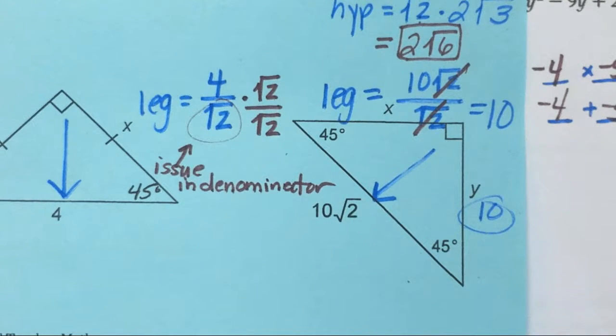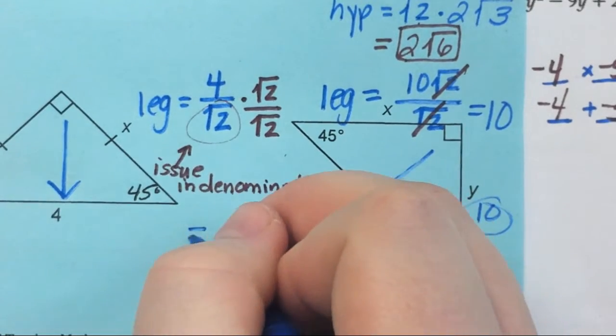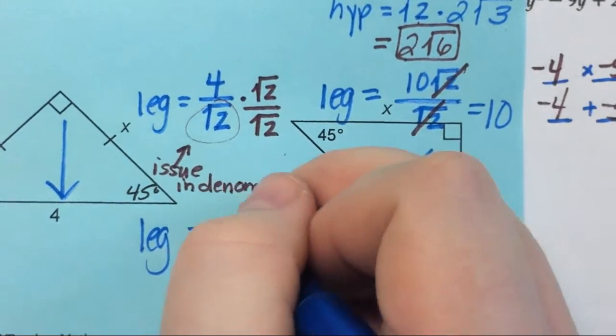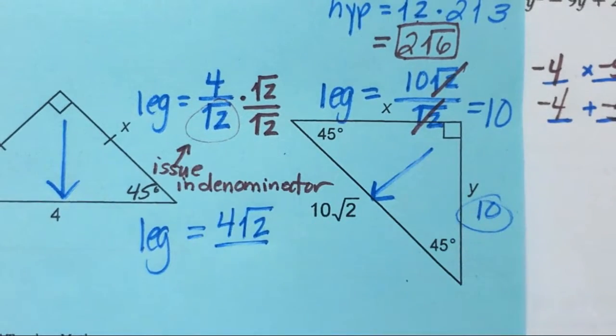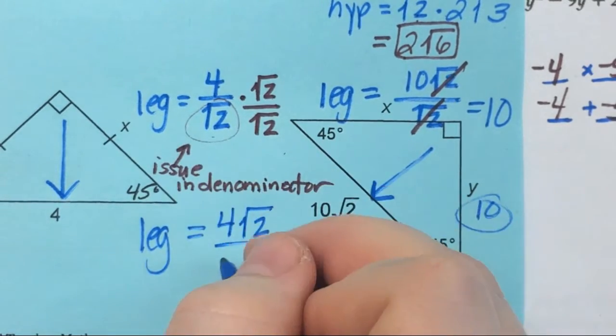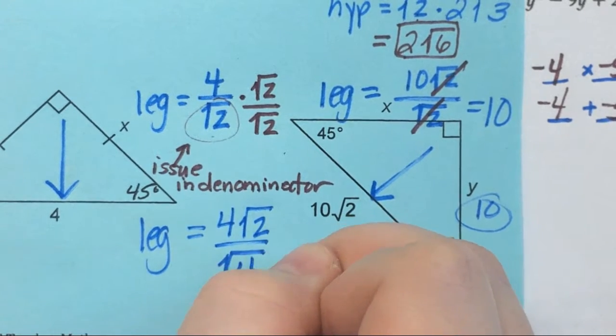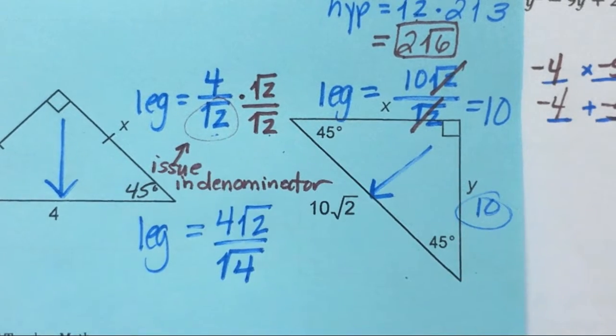And then in the top, my leg is still equal to that. I get 4 times square root of 2, so I get 4 square roots of 2. But in the bottom, I get square root of 2 times square root of 2, which is square root of 4, because 2 times 2 is 4.